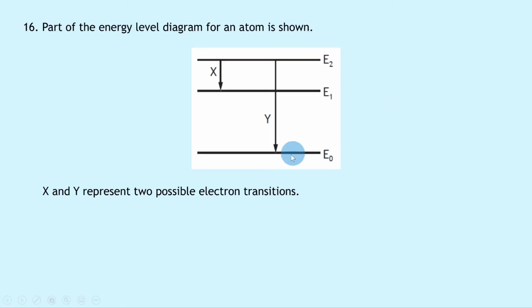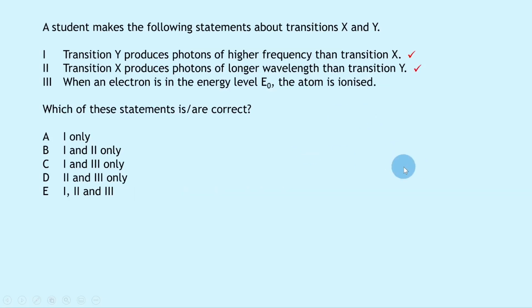Lastly, statement 3, when an electron is in the energy level E0, the atom is ionized. Well, looking back at the diagram, this is the energy level E0, but remember, for an electron to be ionized, it needs to be in the highest energy level, because remember, ionization is the addition or removal of an electron from an atom. So in order to remove the electron from the atom, it needs to be near the surface of the atom, where the highest energy levels will be. So therefore, we can say this third statement is false, which means 1 and 2 are correct only, which means the answer is B.